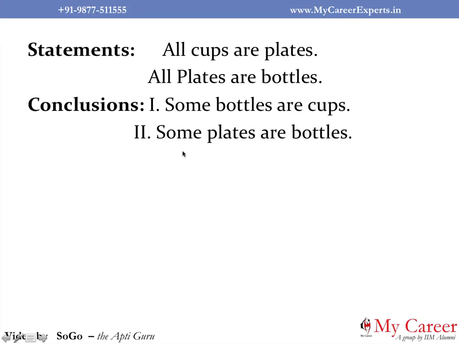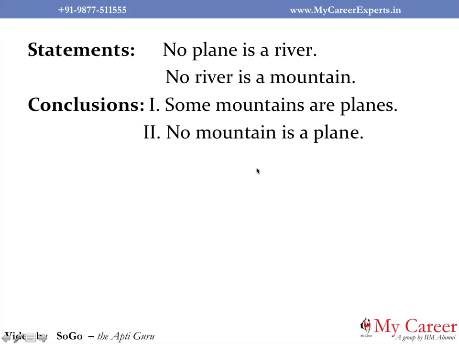Now we have all cups are plates. All cups are plates can be pictured like this. This is cup, this is plate, and all plates are bottles. Now some bottles are cups, yes. Some plates are bottles, yes. So both are true. The answer shall be E. Easy one. Let's go to the next one. No plane is a river. Please draw it yourself. Then I will explain.